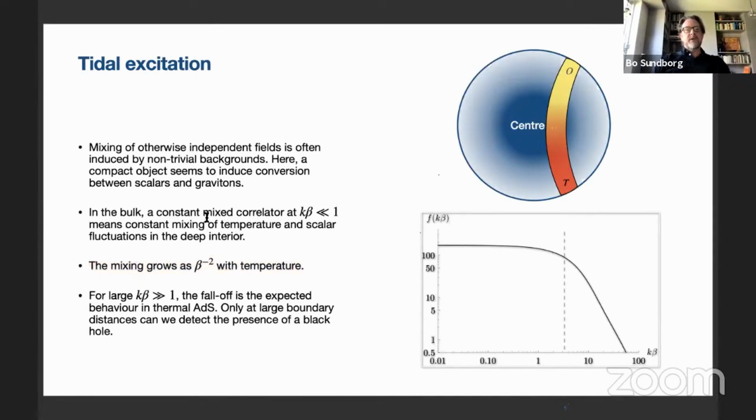But most importantly, this constant mixing of temperature and scalar fluctuations, they happen in the deep interior. So there's something drastic that happens at some radius in the interior. And of course, we believe that this is related to maybe not the horizon, but probably the photon sphere of these black holes or whatever they are. So we can detect the presence of some black hole-like objects.